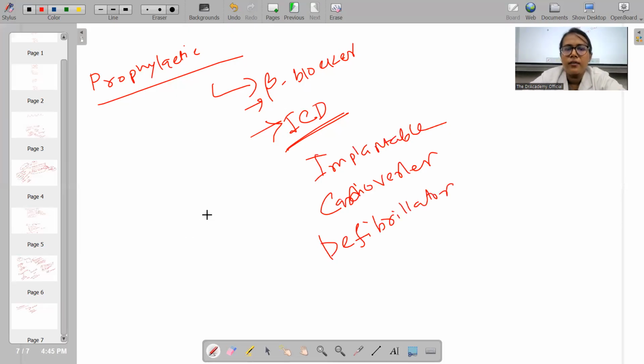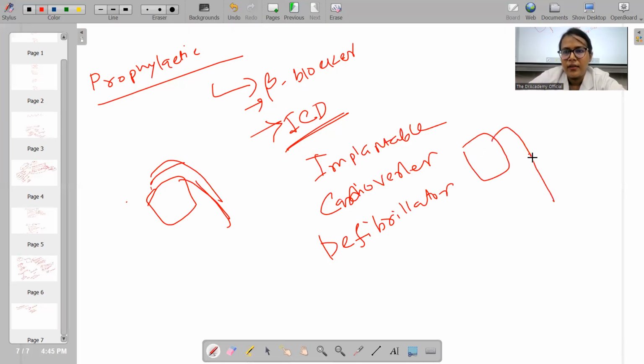It's a very similar looking device to a pacemaker, but a pacemaker has two leads. If you see, this is the battery, and the pacemaker usually has two leads attached here. But in the case of an ICD, it has only a single lead. The lead has a shock device, so in a chest X-ray it looks a little bit wider compared to a normal lead.